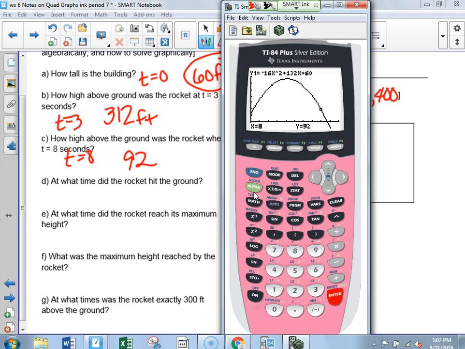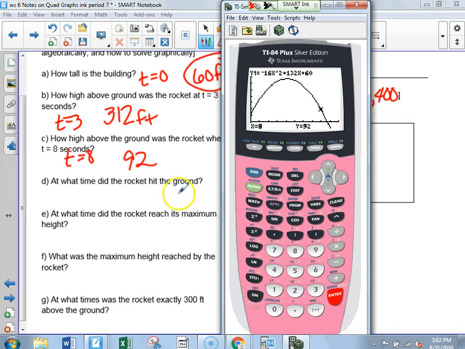If you go to the table set, you can make your table. Yes, absolutely. You can make your table start at 0, yes. But depending how many values I'm looking at, I just personally think it's faster to just do trace. All right.